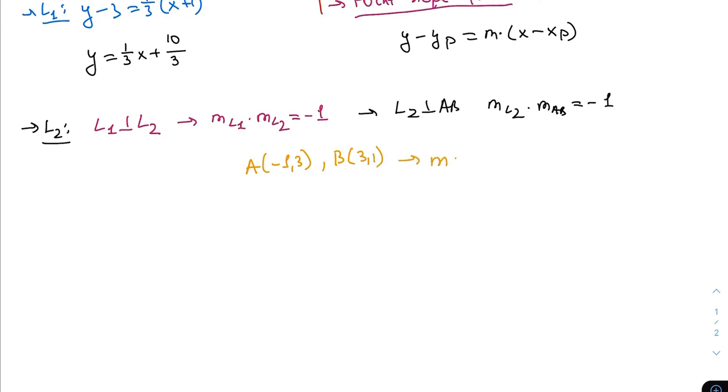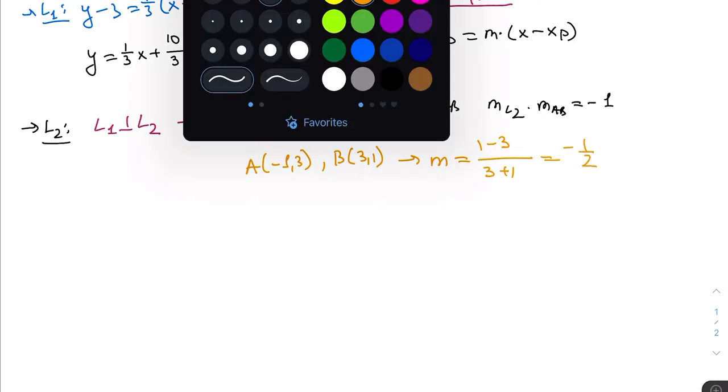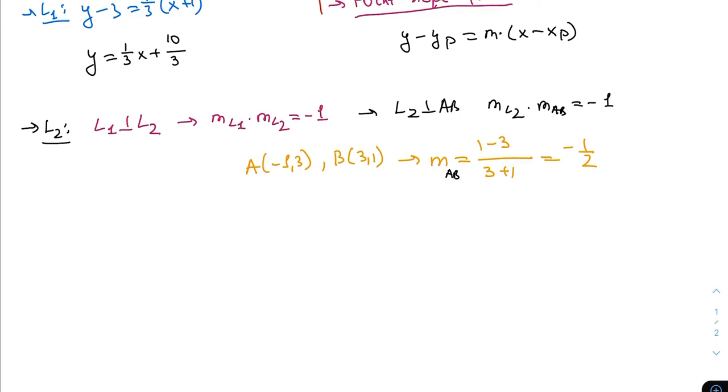So M is just 1 minus 3 over 3 minus minus 1, which is plus 1, or this is just minus 1 half. Okay, so the slope of AB is minus 1 half. My ML2 times MAB is minus 1, or ML2 is just minus 1 over MAB, or minus 1 over minus 1 half, which is equal to 2. Cool, so I know my slope: ML2 is equal to 2.